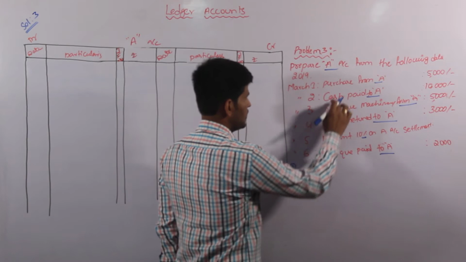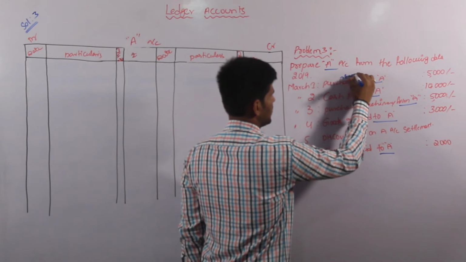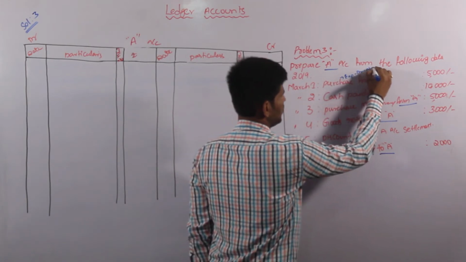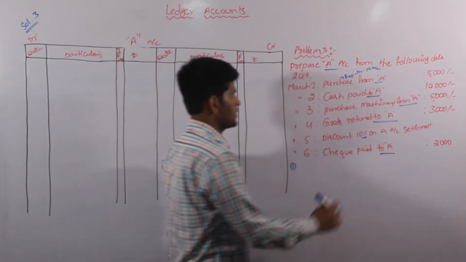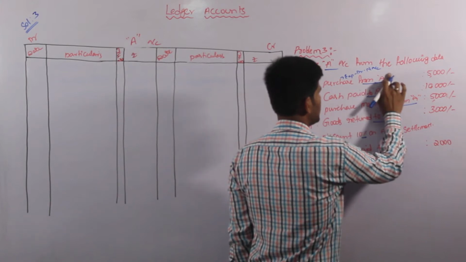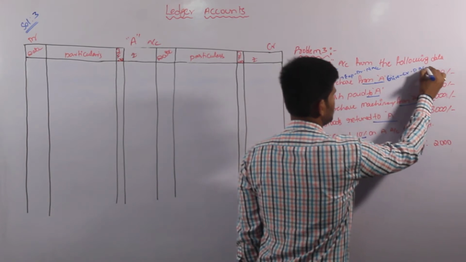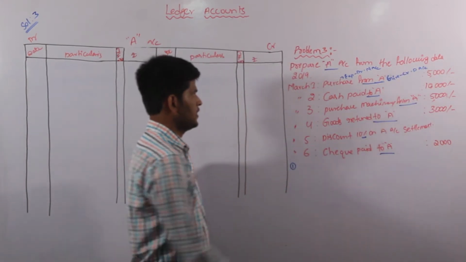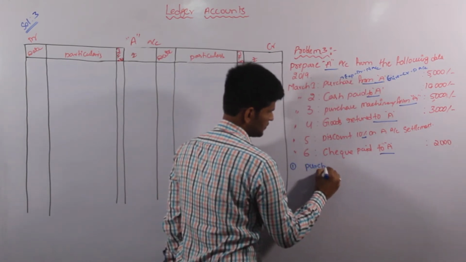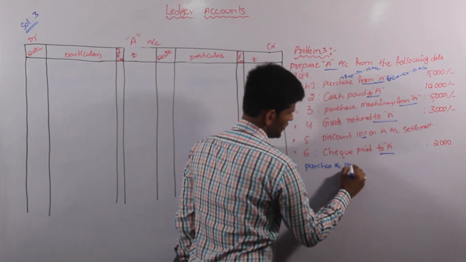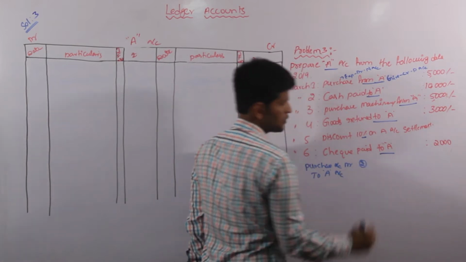First, purchase from A. Purchase is nothing but an expense. Expenses are on the debit side of a nominal account. This determination we have to make in our brain, right? And next, from A. From means A is the giver. Giver is on the credit side of a personal account. So we have to convert this into account form. Purchase account debit to A account.